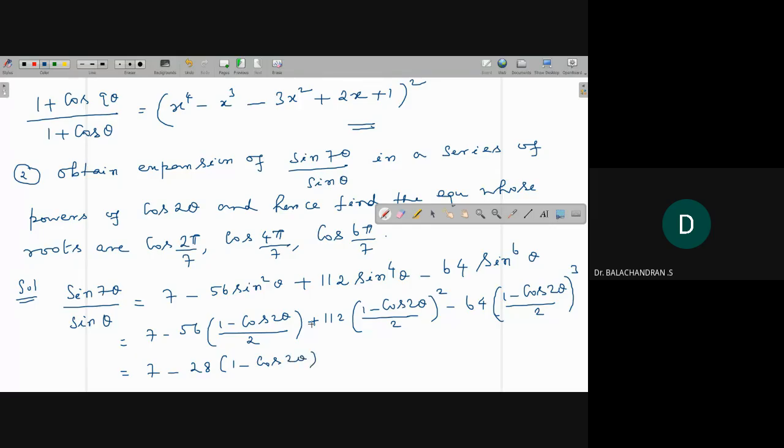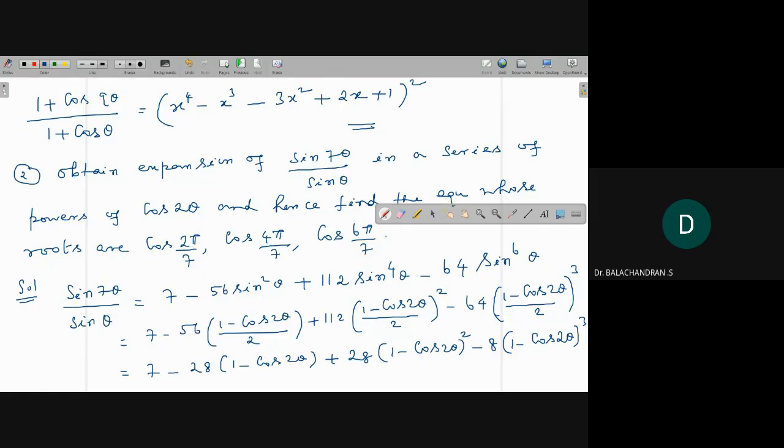Here, 4 112 divided by 4 is 28, so 28 into (1 minus cos 2 theta) whole square. 2 cube is 8, 64 divided by 8 is 8, into (1 minus cos 2 theta) whole cube. Okay, now expand this one and then get the final answer.